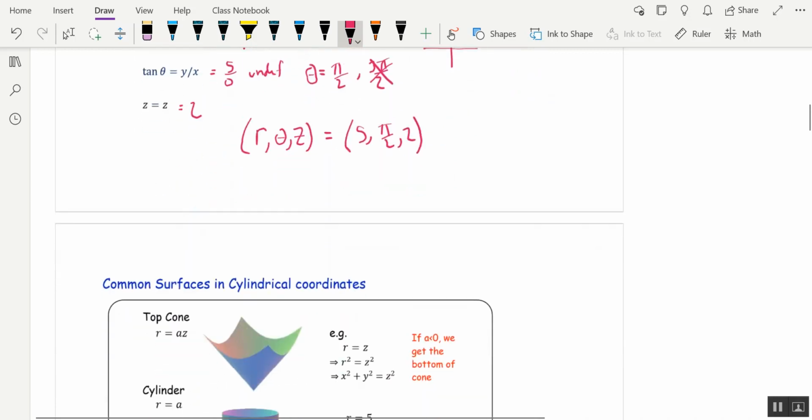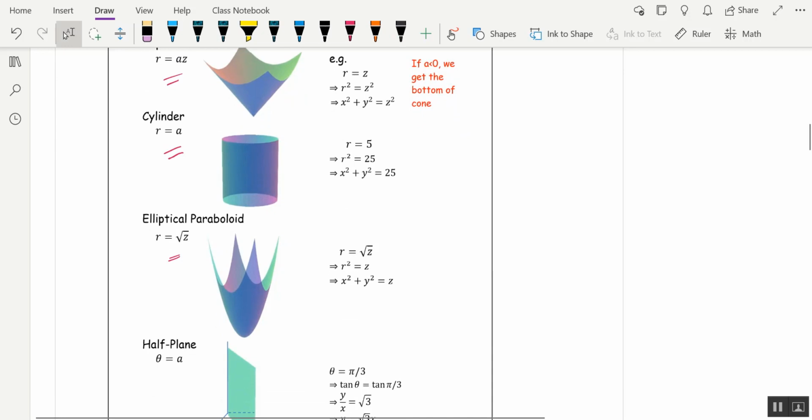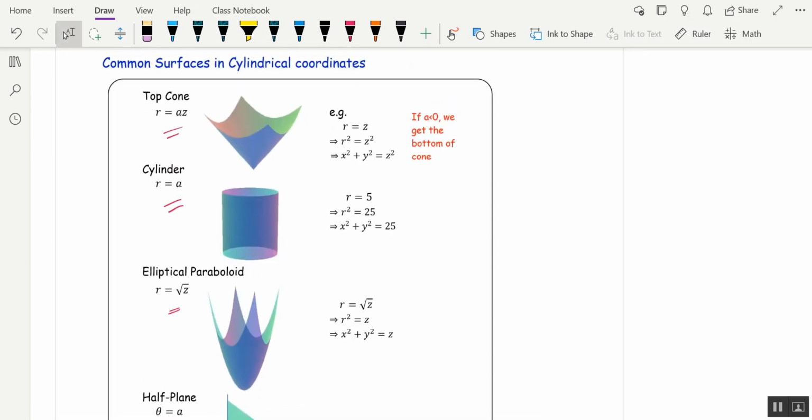All right, let's look at some surfaces in cylindrical coordinates. These are the typical surfaces we'll be integrating with: cones, cylinders, elliptical paraboloids, and half planes. Half plane because r is positive. And over on the right here, I've given you an example of each one, like r equals z, r equals 5, r equals root z, and showed you how to get to the rectangular equation from the cylindrical equation.